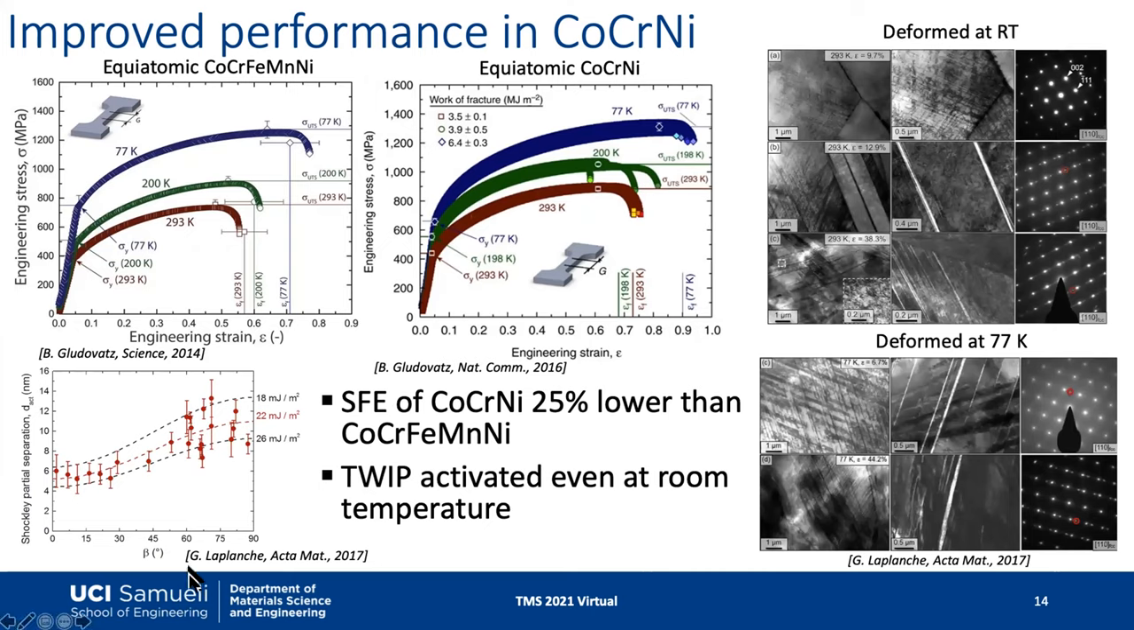Furthermore, Laplanche and others did extensive transmission electron microscopy to show that transformation twinning induced plasticity was activated at room temperature. You'll see here the Shockley partial separation and the stacking fault energies that they measured. In the previous slide by Okamoto, I think it was 30, whereas here there's a range between 18 and 26, a bit lower. But nevertheless, you see here at room temperature, the behavior of the material with such a low stacking fault energy.